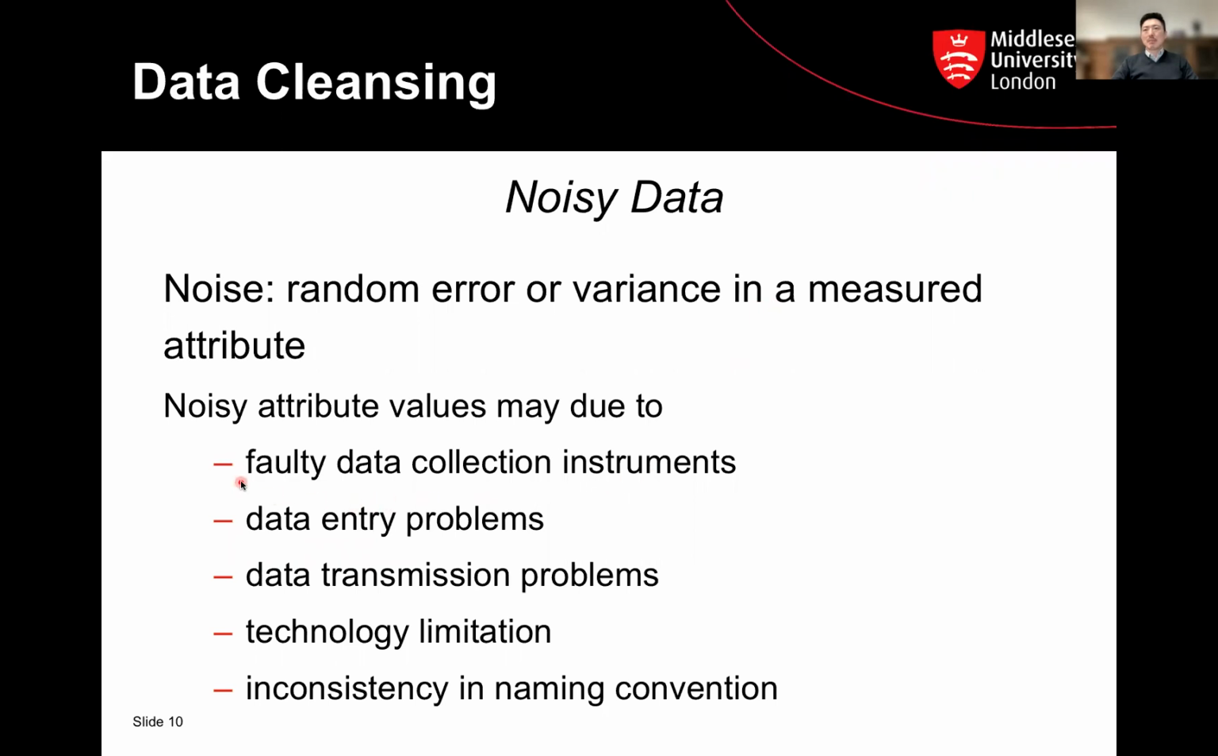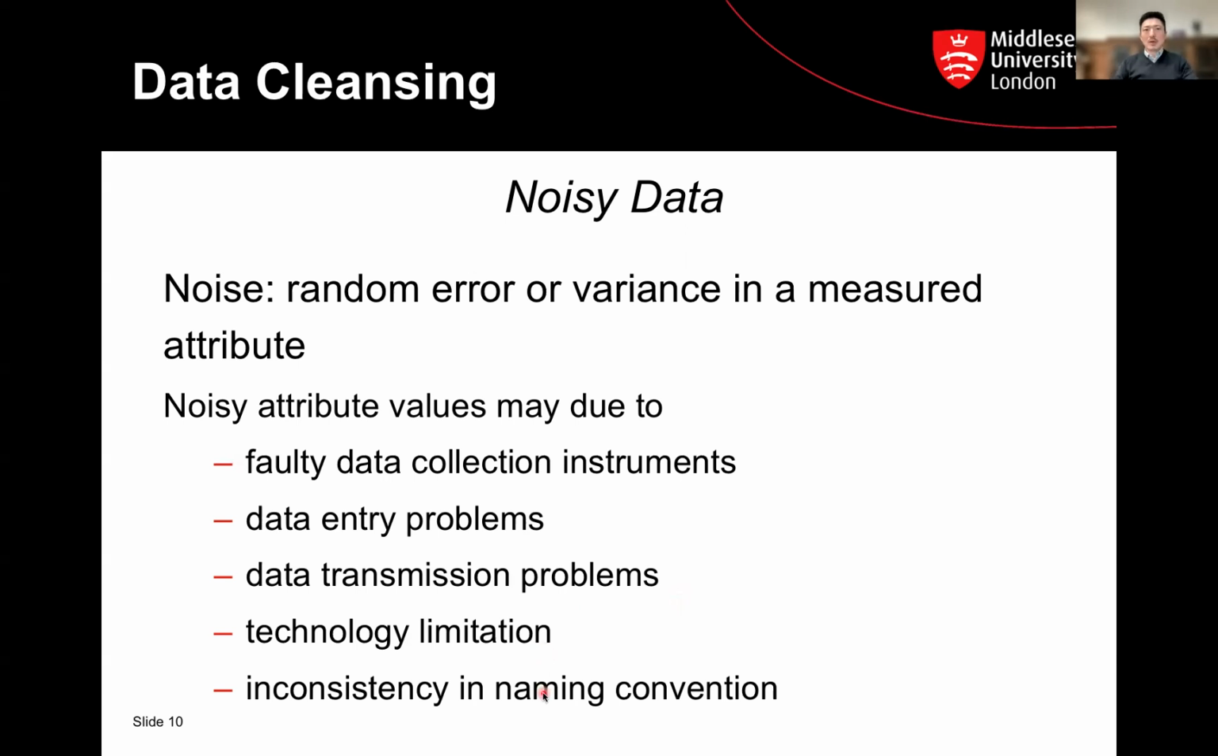Okay, and this could happen because the instrument doesn't work properly. For example, you use a machine to measure height, and somehow there's some problem with the machine, so the height wasn't measured properly. It could be data entry problems. Let's say to manually write down the height, you somehow write the wrong number down. The chance of this happening is quite small, but it could happen. Then transmission problems: when you transfer the data from the measurement to a record, something might happen, so the data is not recorded correctly. And technical limitations.